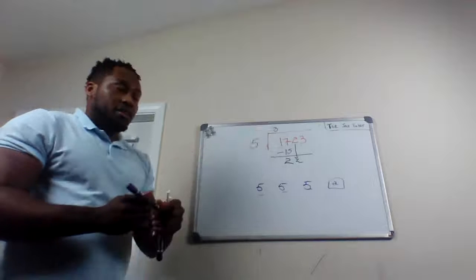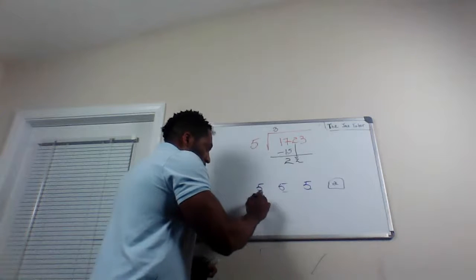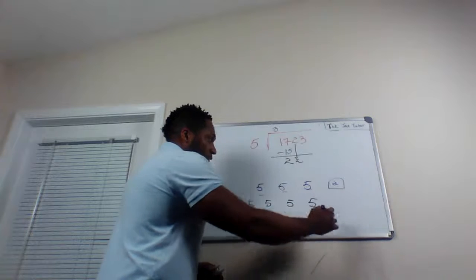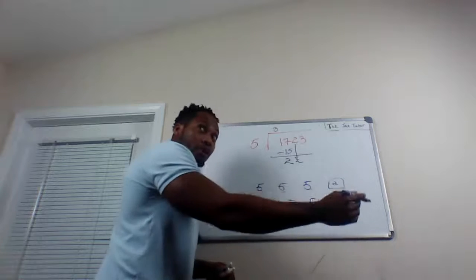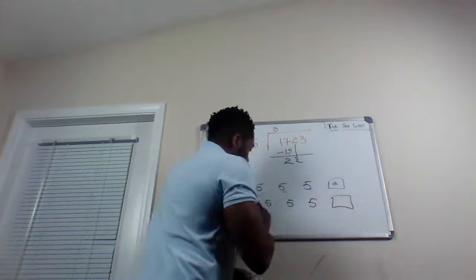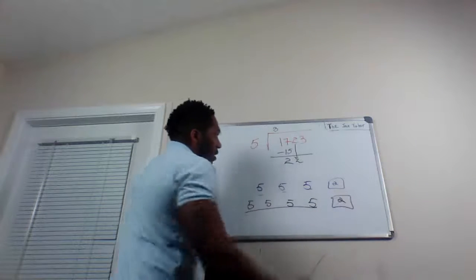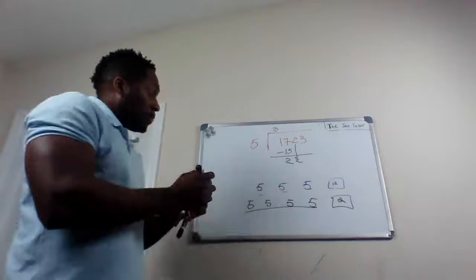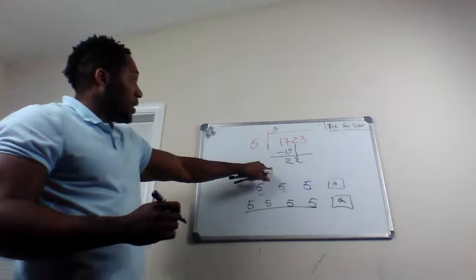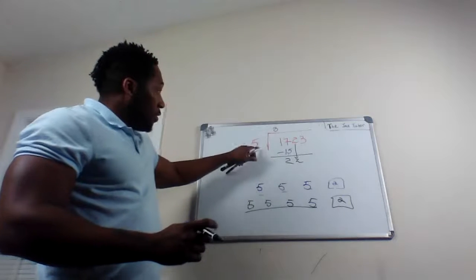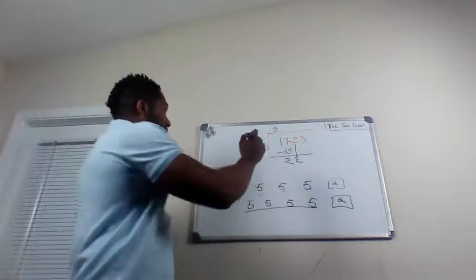How many 5s are there in 22? Let me count. 5 plus 5 is 10, plus another 5 is 15, plus another 5 is 20. If I add another 5, I'm going to be at 25. That's more than 22. So that means there's going to be 20, and there's going to be a 2 left. And the 2 that was left here is this 2.